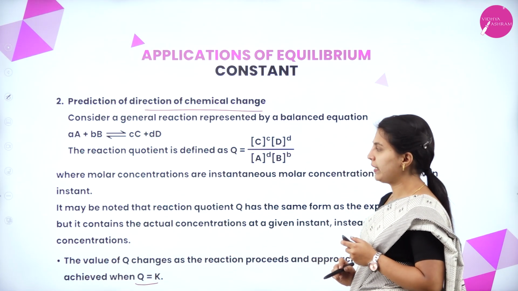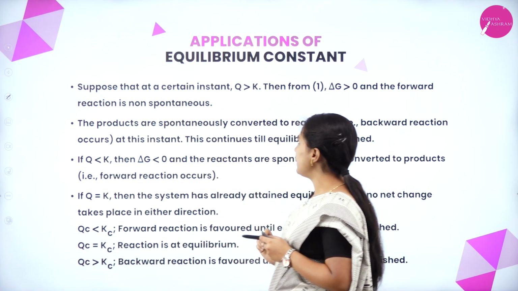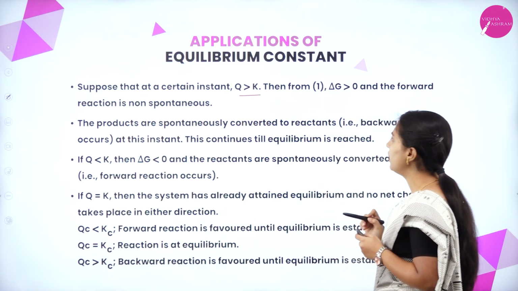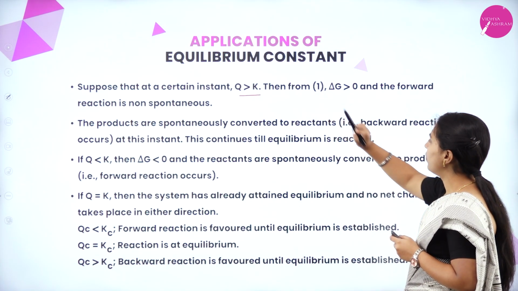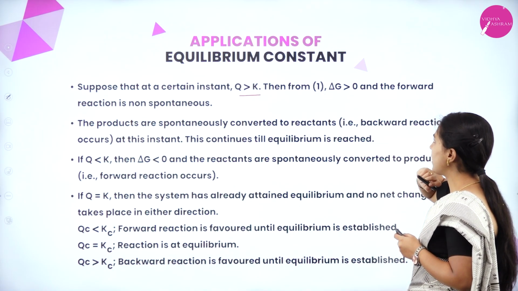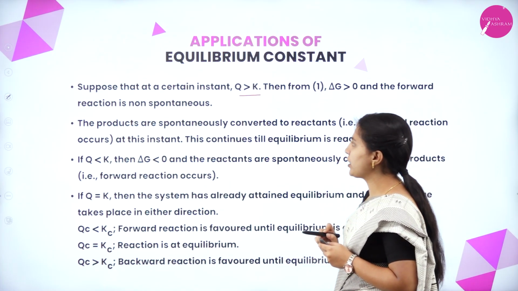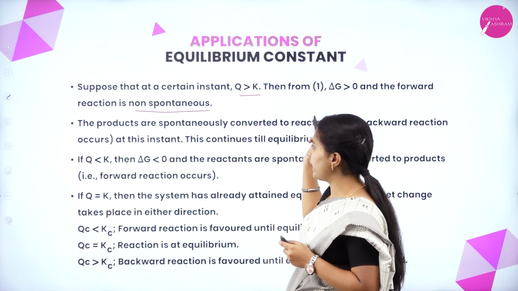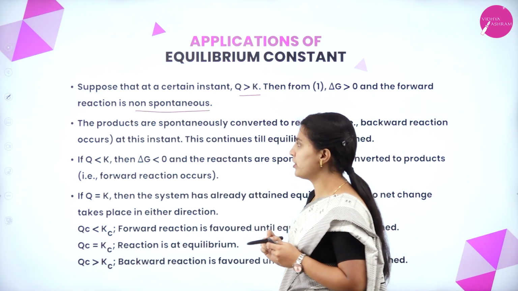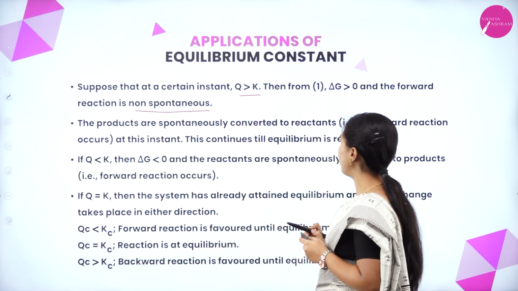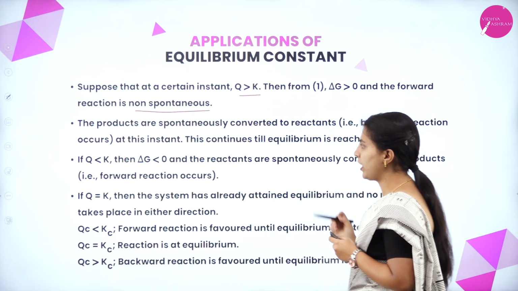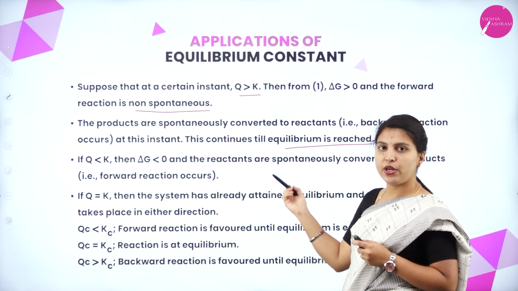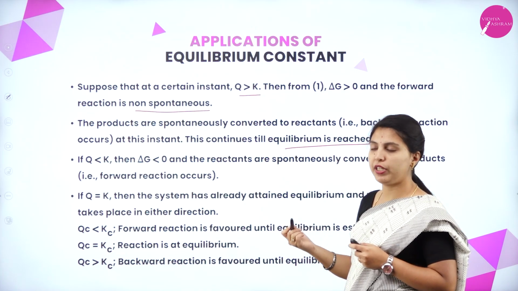Q equals K. Suppose that at a certain instant Q is greater than K. In this case, the reaction is at a different phase from equilibrium, and delta G is greater than 0 and the forward reaction is non-spontaneous. Gibbs free energy is used here. So, if delta G is greater than 0, the forward reaction will be non-spontaneous. The products are spontaneously converted to reactants, that is, the backward reaction at this instant. This continues till equilibrium is reached. The non-spontaneous forward reaction will proceed in the backward direction till equilibrium is reached.